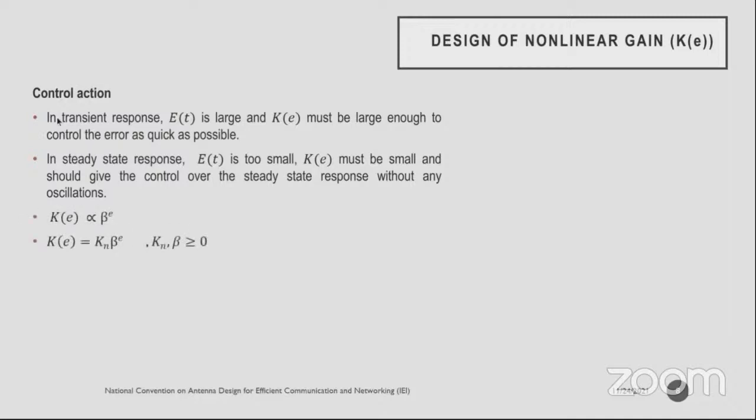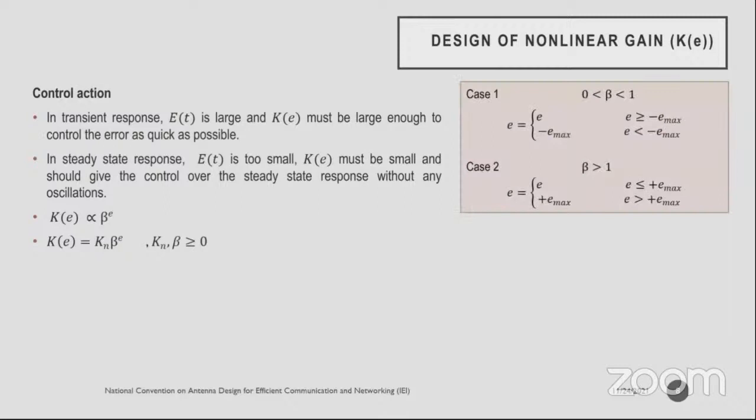With this, we are going to make K of E a nonlinear function. Hence, K of E is directly proportional to an exponential of the error. Then by eliminating the proportionality, we have K of E equal to Kn e to the power beta E, where Kn and beta must be greater than or equal to 0. With this condition, we have the error of the system given like this.